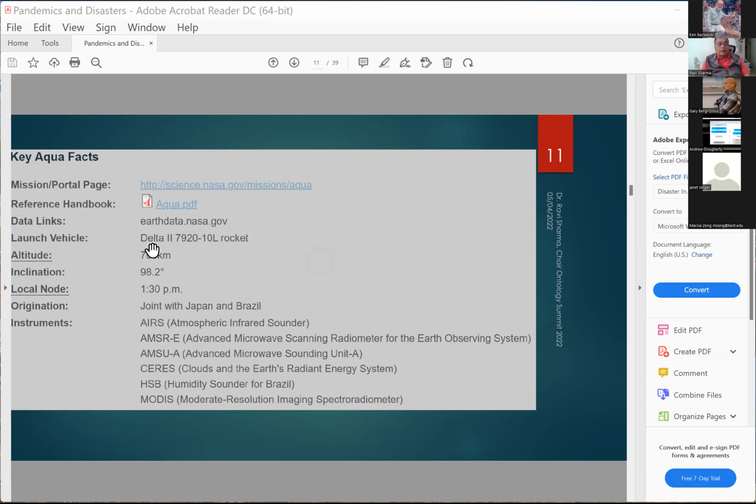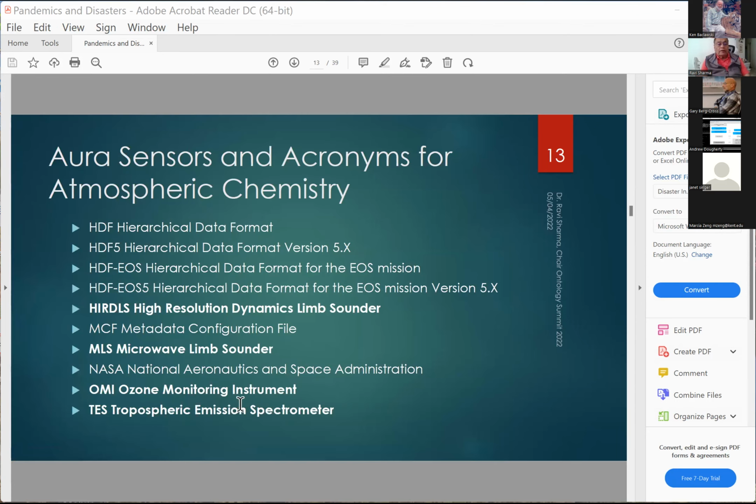This is just last week, April 29, recent imagery incorporating a storm, atmospheric storm in the desert area, Sahara area. And these are some of the lists of the sensors involved. The Aura sensors for atmospheric chemistry. Some sample we are giving here.